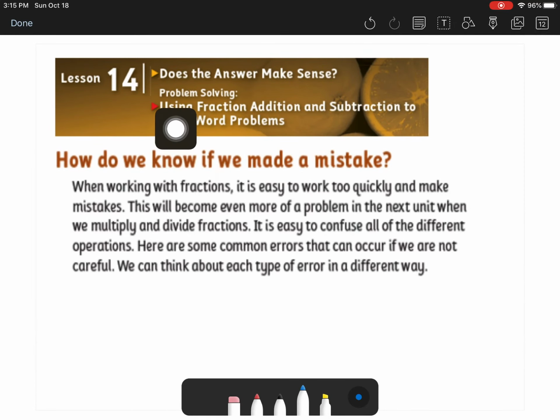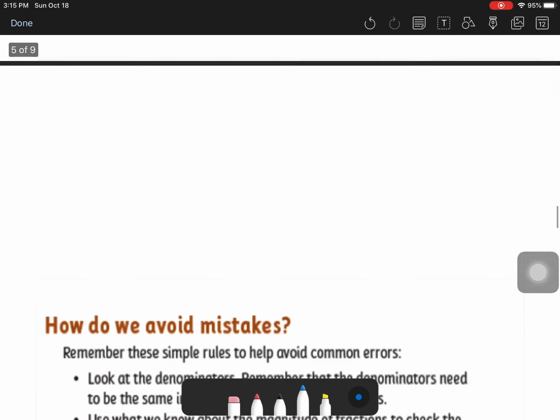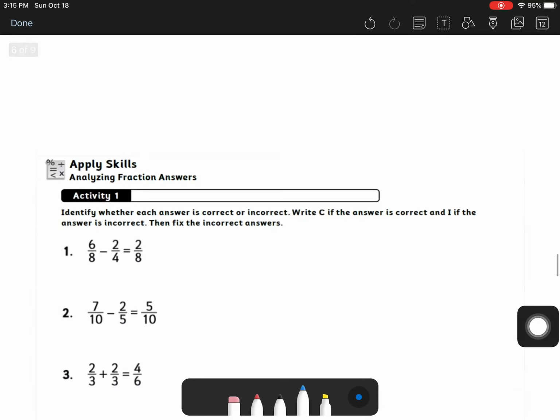How do we know if we made a mistake? They're going to focus on here: does the answer make sense? Let's move on. So how do we avoid making mistakes? Look at the denominators. Remember that the denominators need to be the same. Use what we know about the magnitude of fractions to check the answer. Does it make sense when you compare? Look carefully at the operation. Make sure: is it addition or subtraction?